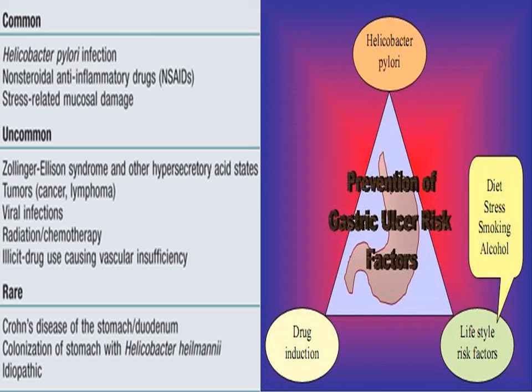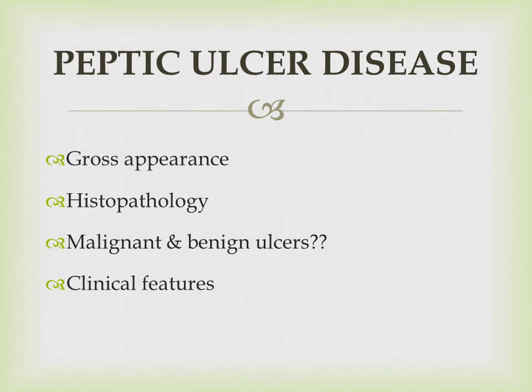So basically it comprises three things: H. pylori infection, various lifestyle risk factors, and various drugs. All these three can lead to the development of peptic ulcers. All these things have been discussed previously. The gross appearance and the microscopic features need elaboration here. The difference between a benign and malignant ulcer has been clarified, and clinical features will be discussed.